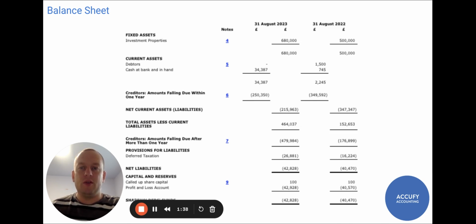And once we've got the value of the assets below that, then we'll have the fixed assets. Below that, we'll have current assets. So debtors, and that's if basically anyone owes the company any money. We've then got cash at bank and in hand. That'll be the amount of money you've got in your bank accounts.